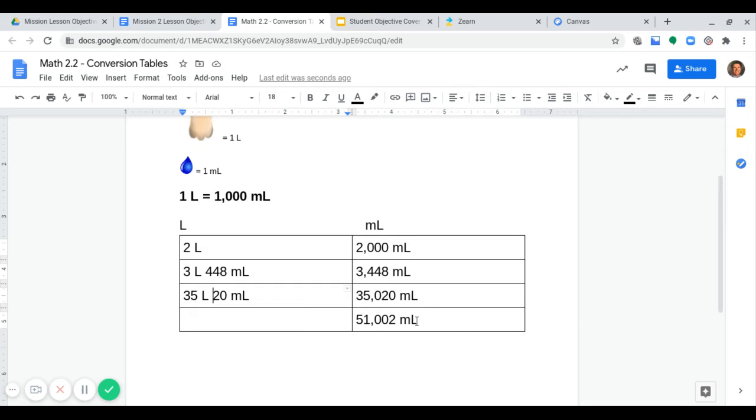So I had to put a 0 there. Now let's look at it in terms of this. Let's say I'm given 51,002 milliliters. Well, how many thousands are in there? Well, I have 51,000. So therefore I have 51 liters.